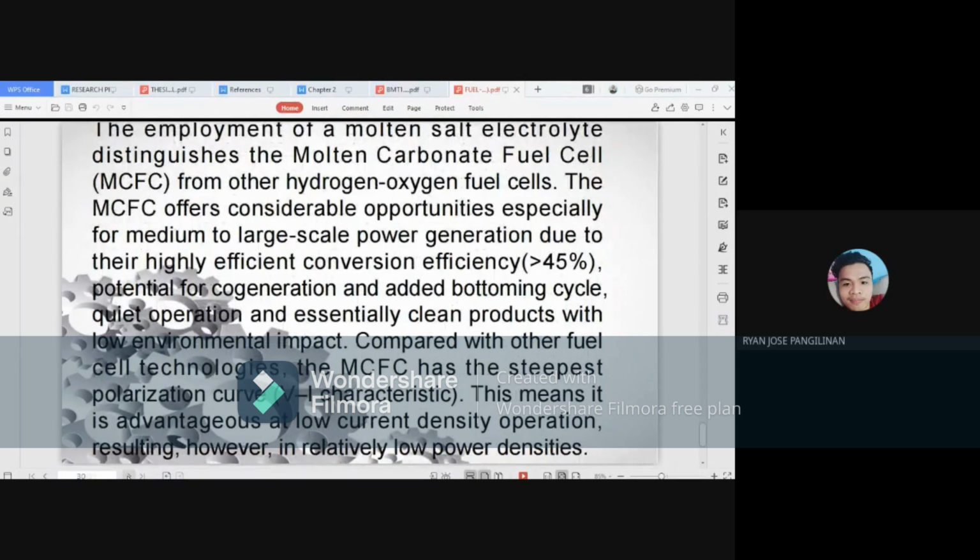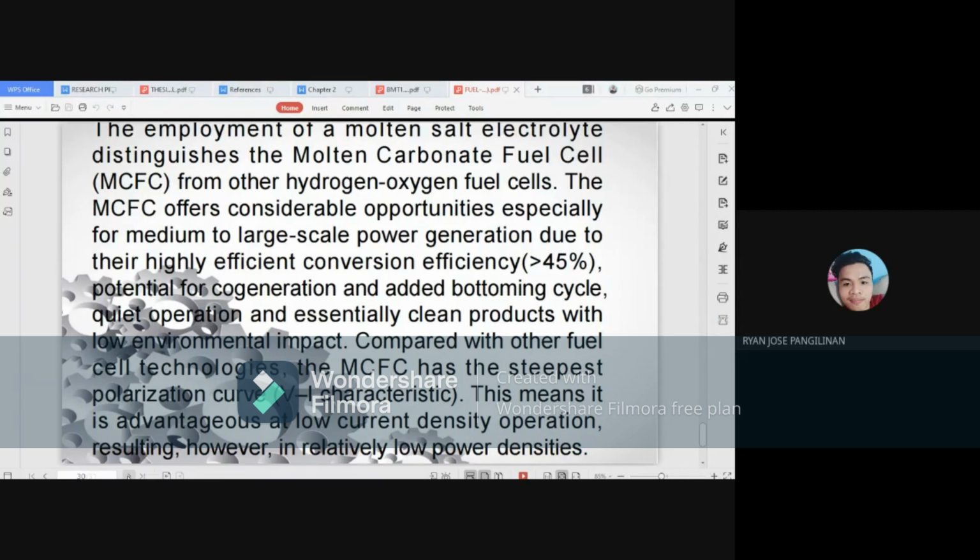So, the next is the molten carbonate fuel cell. The employment of a molten salt electrolyte distinguishes the molten carbonate fuel cell from other hydrogen-oxygen fuel cells. The MCFC offers considerable opportunities, especially for medium to large scale power generation, due to its highly efficient conversion, potential for cogeneration, and added bottoming cycle. Quiet operation, essentially clean products with low environmental impact.